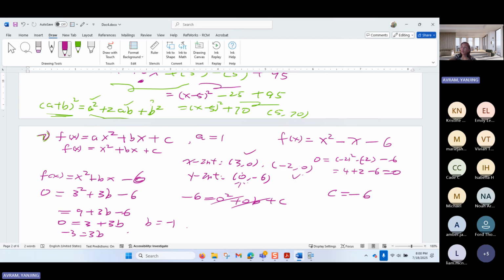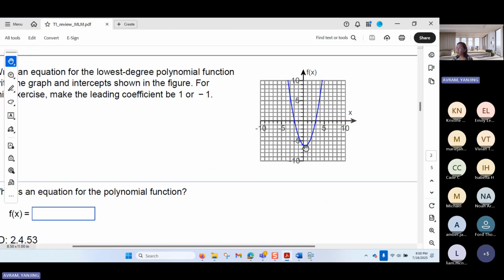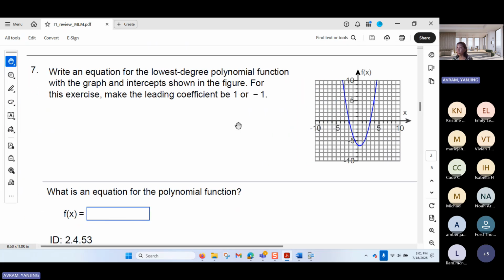Okay, so with this one you have to be very careful. Don't use the vertex, because this vertex is not an exact integer. So you will need to use the x-intercept or the y-intercept to find your a, b, c. And it already tells you the leading term coefficient a will be positive or negative one, so you don't have to find a. All right, in this case. Okay, any question about this one?